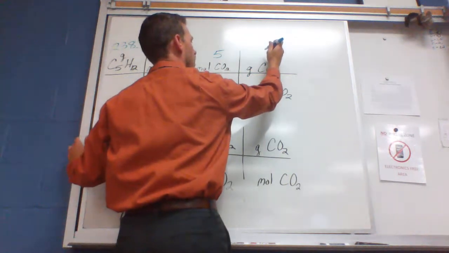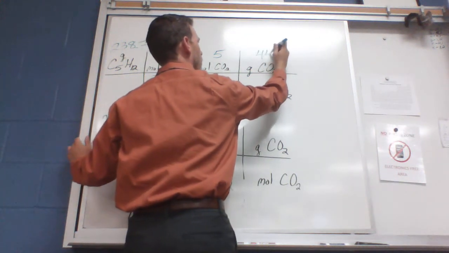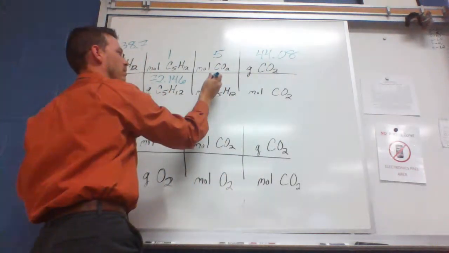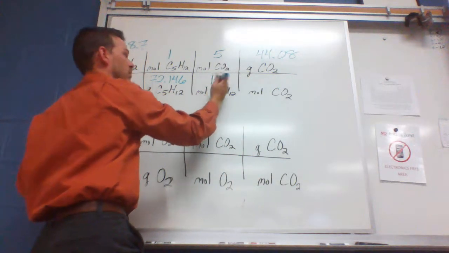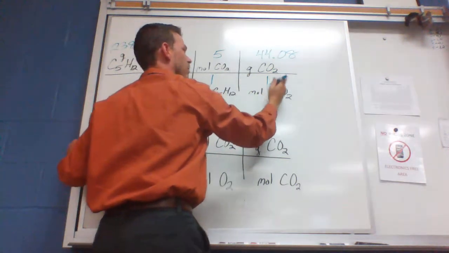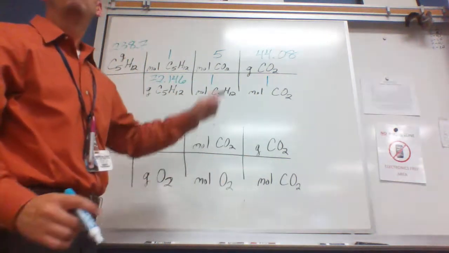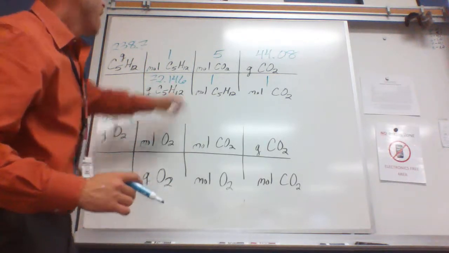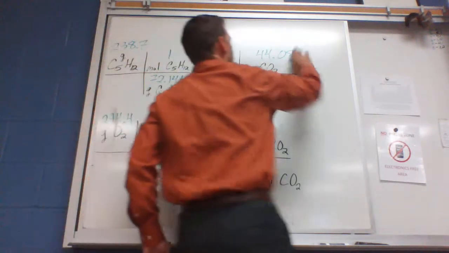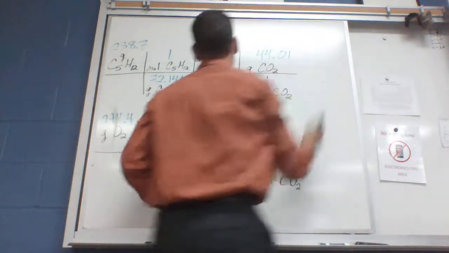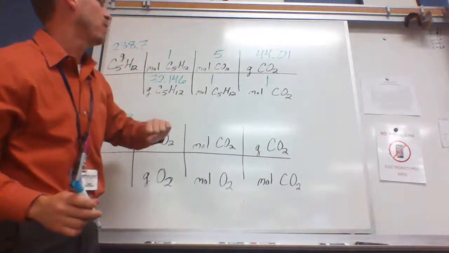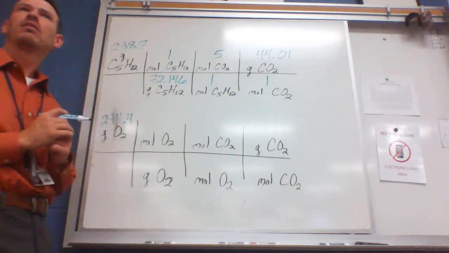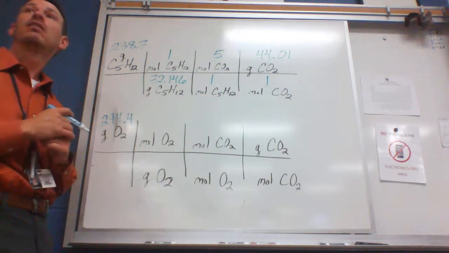44 point what? All right. Is that good? 44.08? I just, my ears aren't great. All right. Hey, 01. Okay. Hey, the moles over moles was coefficient. Grams over moles was periodic table to 1. Questions? Yes.